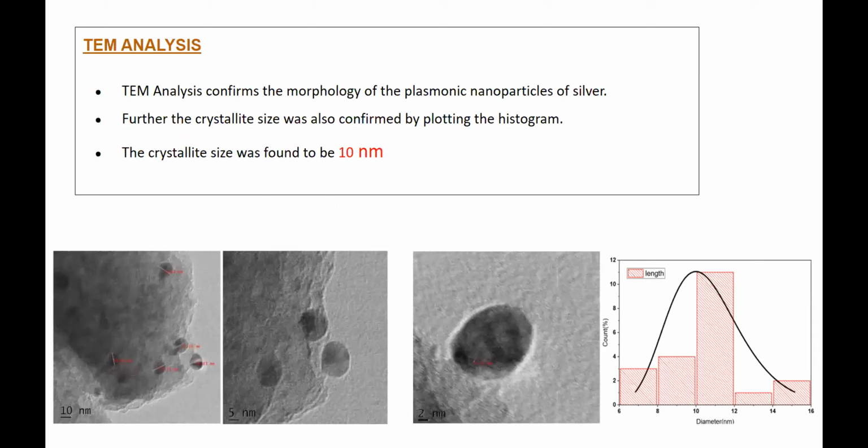Next slide, please. The TEM analysis was done to confirm the presence of the plasmonic nanoparticles of silver, and we got silver nanoparticles as a spherical structure in the TEM analysis, and the crystallite size was found to be 10 nanometer by plotting the histogram analysis.